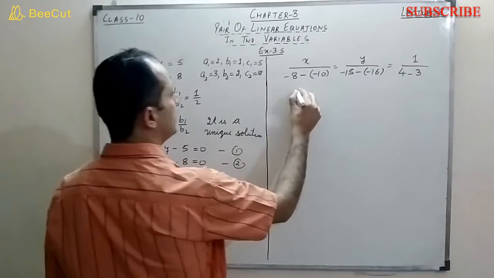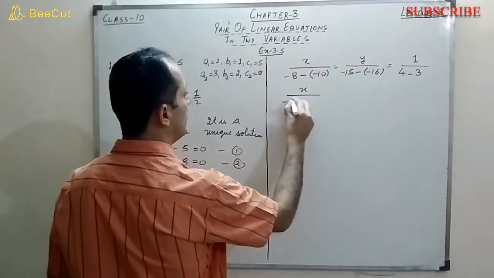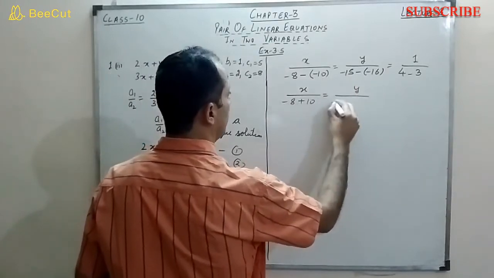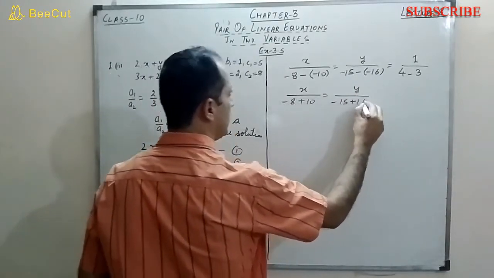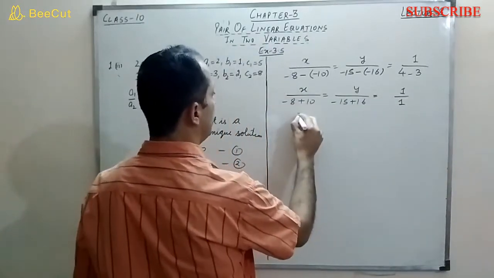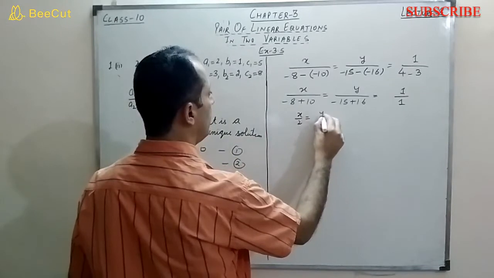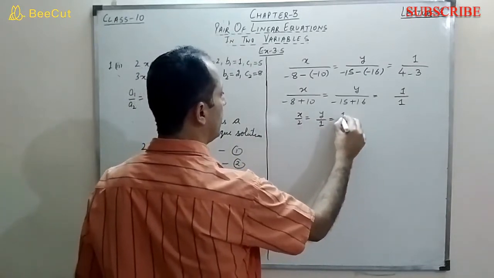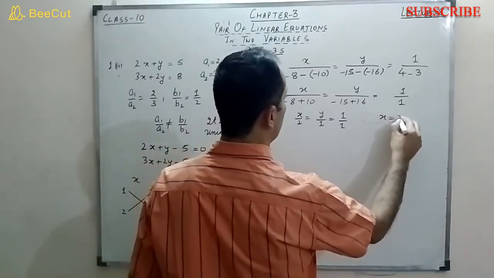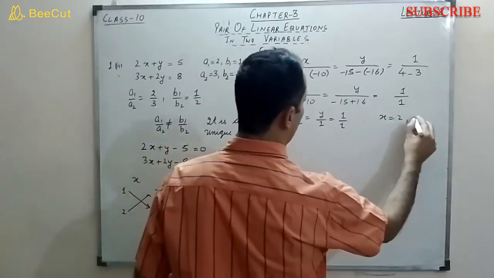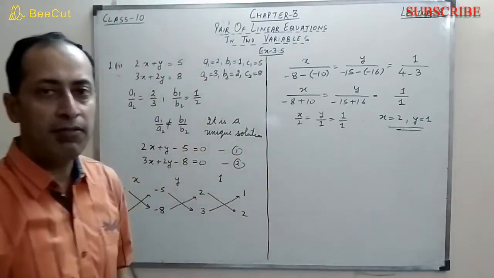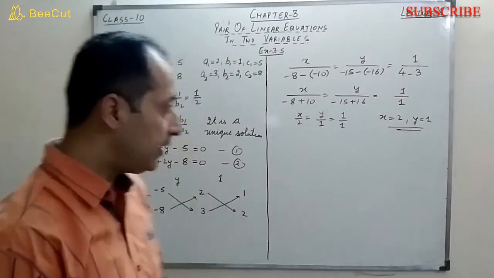So now we just open the bracket. This is x upon minus 8 plus 10 equals to y upon minus 15 plus 16, and then 1 upon 1. So this is x by 2 equals to y upon 1 equals to 1 by 1. So if we compare this and this, I get x equals to 2, and when I compare these two, I get y equals to 1. So this is the way we can simplify the rest of the parts also, right?